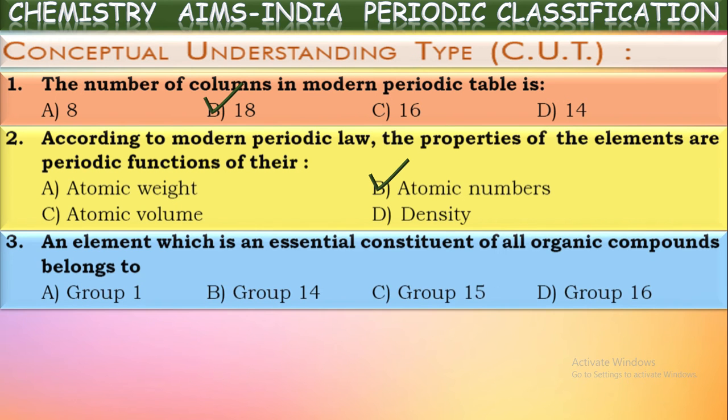Next, an element which is an essential constituent of all organic compounds belongs to. So they're asking the group number of the element which is the essential constituent of all organic compounds. What is that element first of all? The essential constituent of all the organic compounds is carbon. So to which group does this carbon belong now?